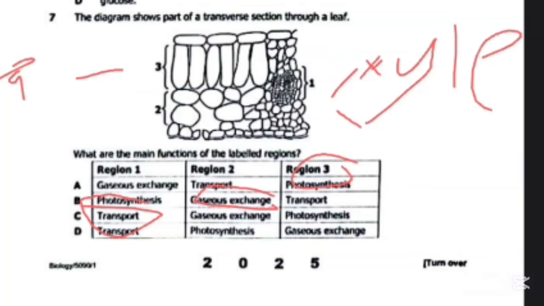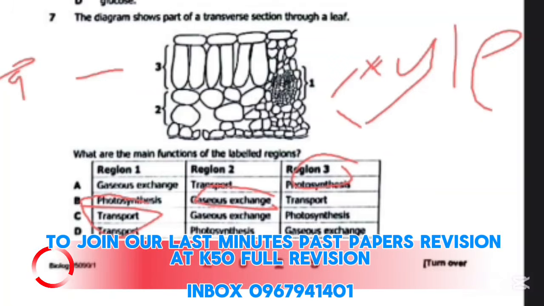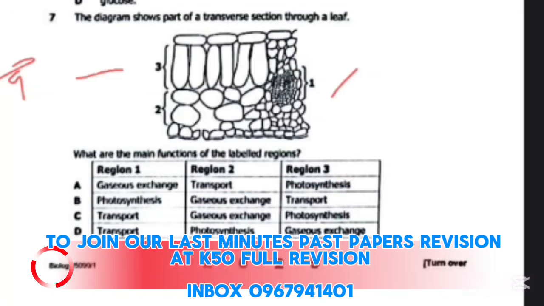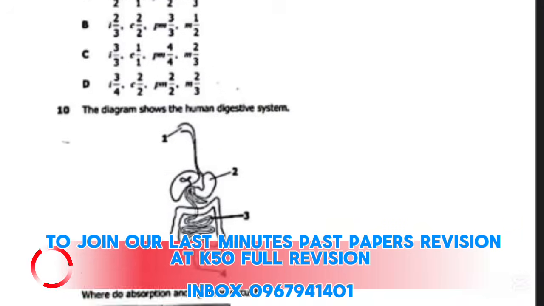So moving on now to region 2. So this is how you identify answers. Region 2, since these are already gone, is for gaseous exchange. Yes, we said region 2 is for gaseous exchange. Region 3, we said this for photosynthesis. So our final answer here is C. Yeah.